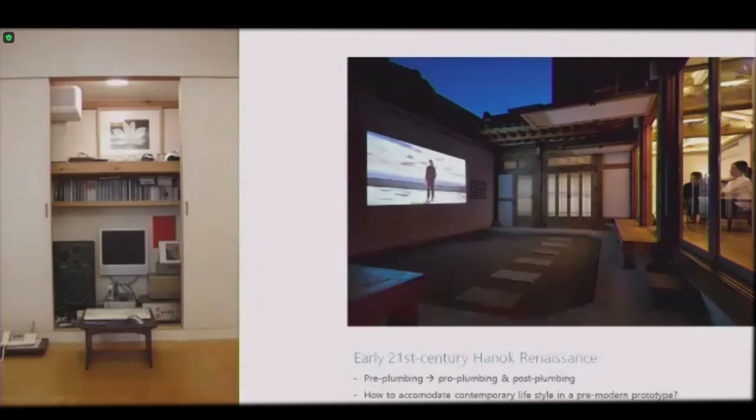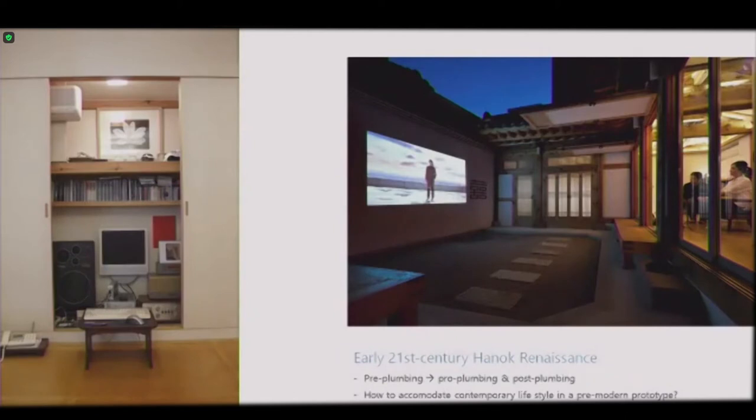As you can see in this picture, very interesting picture. Again, this is Ejihan, the same house that you saw in the previous pictures. And the couple on the right, they are the actual owners. They kind of volunteered to be in the pictures. And very, very nice people. And this is the way they use their Hanok.